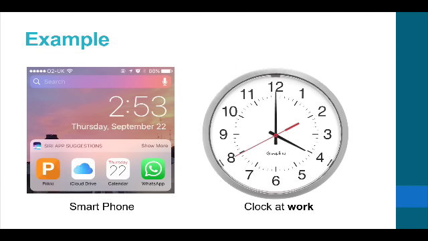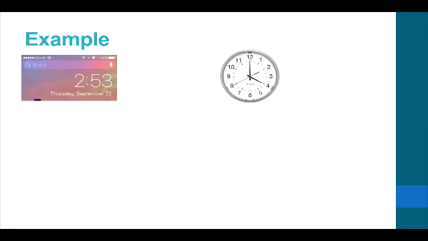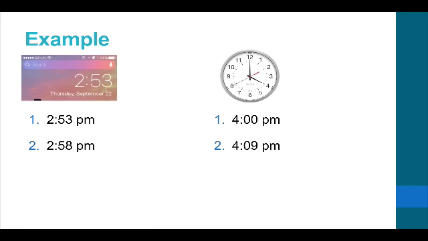But now let's consider a very similar example, but this time you're comparing your smartphone to a clock at work. So once again, let's say you look at your smartphone and it says it's 2:53. The clock at work says it's 4 p.m. You wait a little while and your smartphone says it's now 2:58. This time the clock at work says it's 4:09. So the thing to note here is that your smartphone is saying 5 minutes have passed, but the clock at work is saying that 9 minutes have passed.